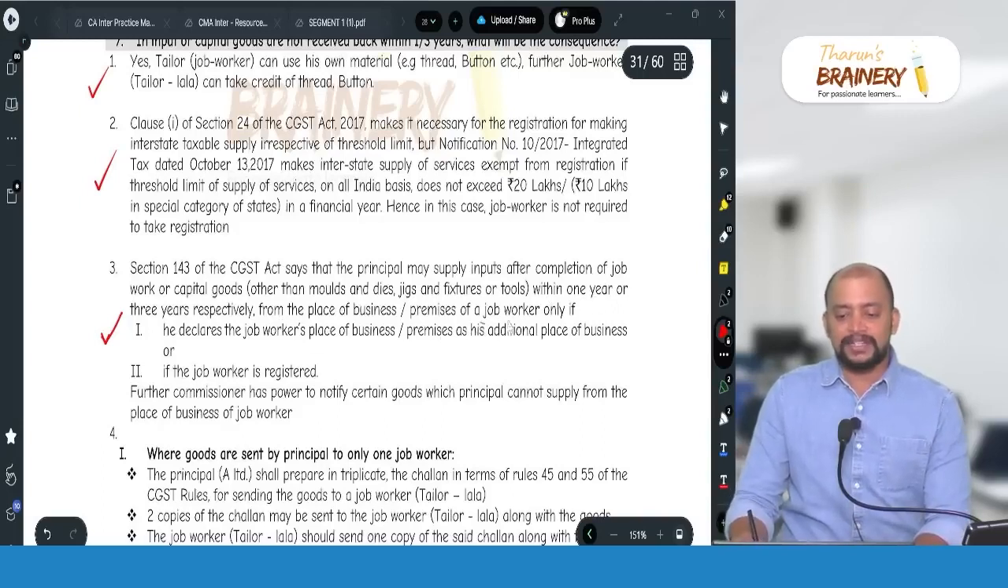Section 143 says that principal may supply inputs after completion of job work within 1 year or 3 years from the place of business of job worker only if he declares job worker's place as his additional place of business or if the job worker is registered. Further, the commissioner has power to notify certain goods which principal cannot supply from the place of business of job worker.